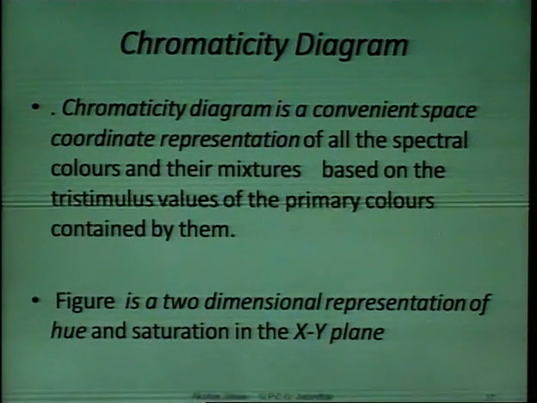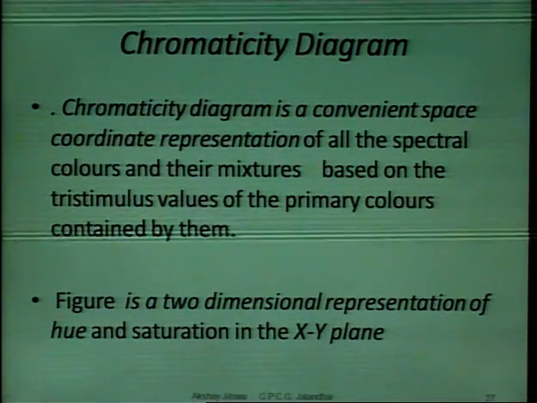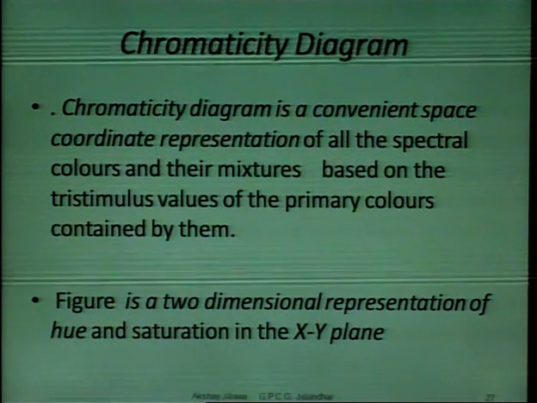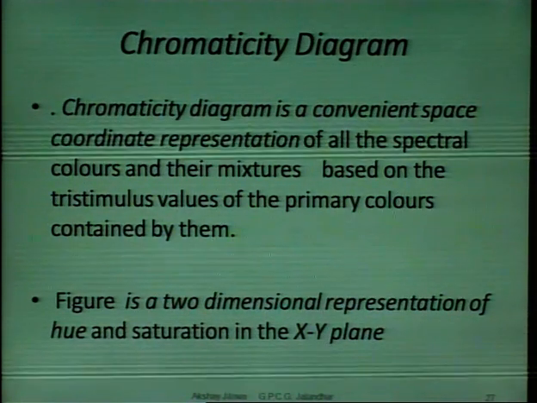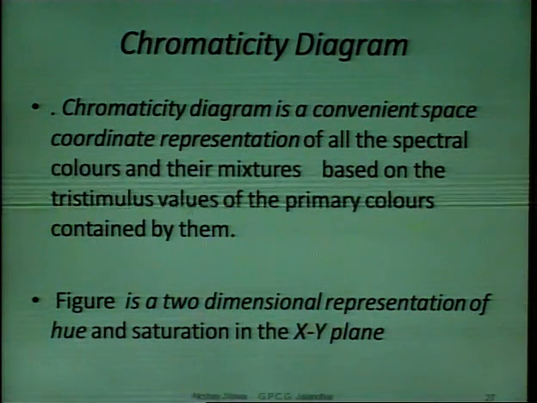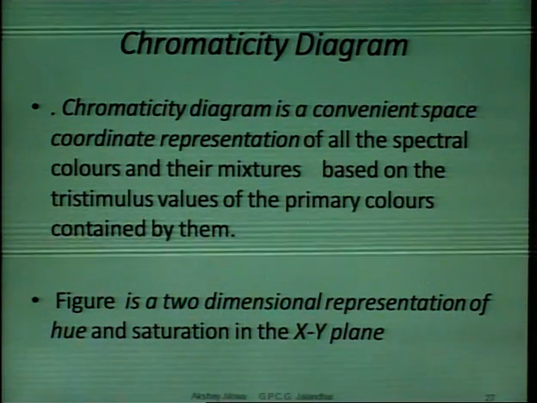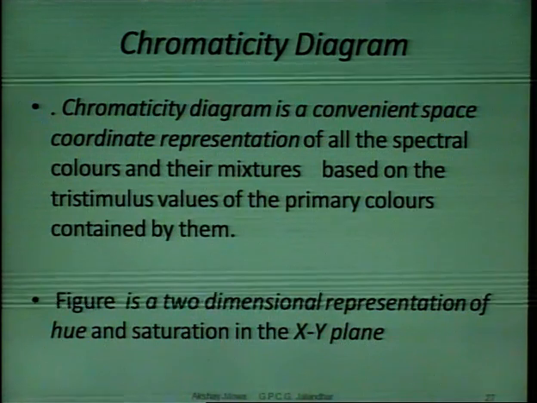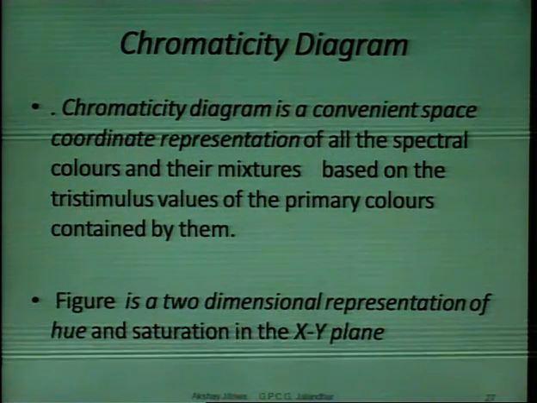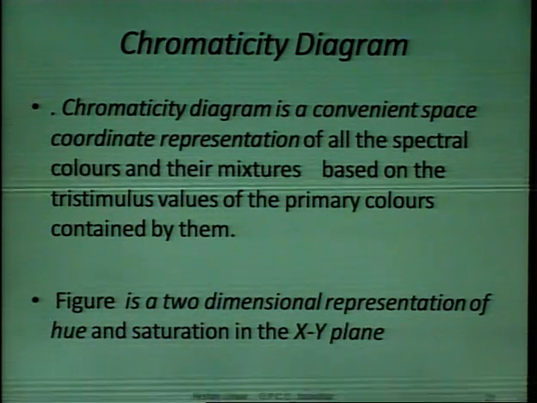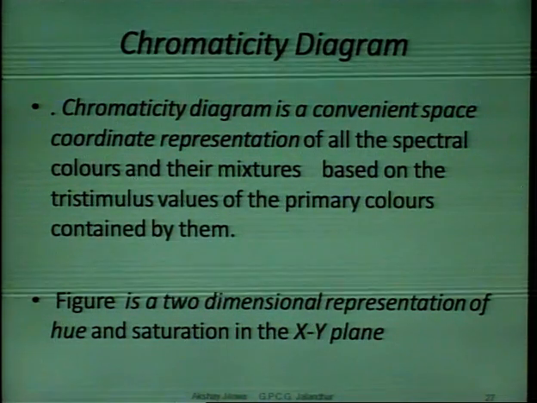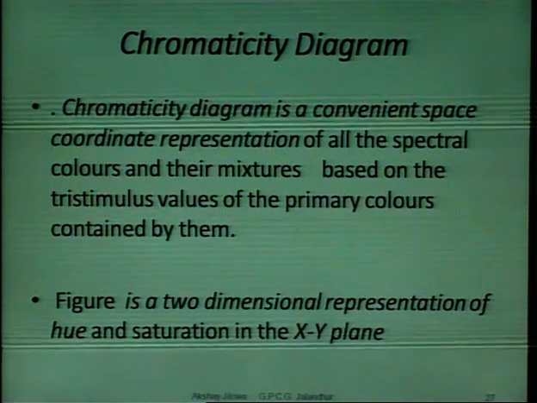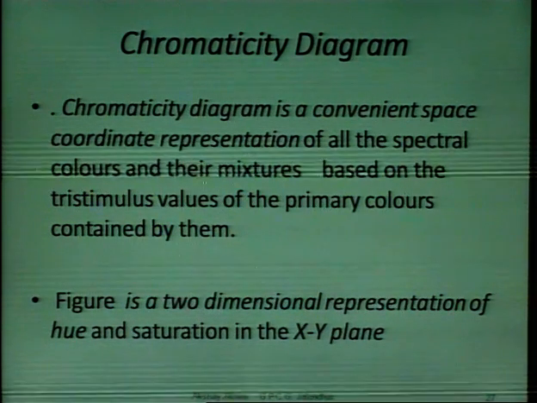Repeat. Chromaticity diagram. The chromaticity diagram is a convenient space coordinate representation of all spectral colors and their mixtures, based on the tri-stimulus values of primary colors contained by them. Tri-stimulus means because they give response to the cones. So, it is called tri-stimulus. We will just see the picture, it is also in the form of a triangle almost. It is a 2-dimensional representation.